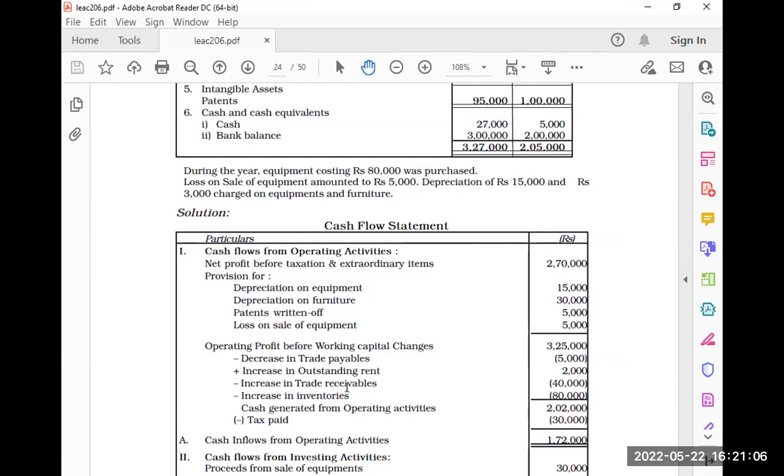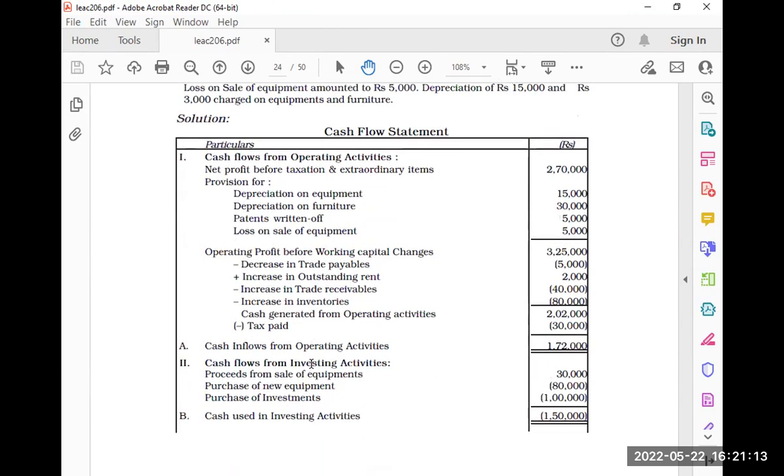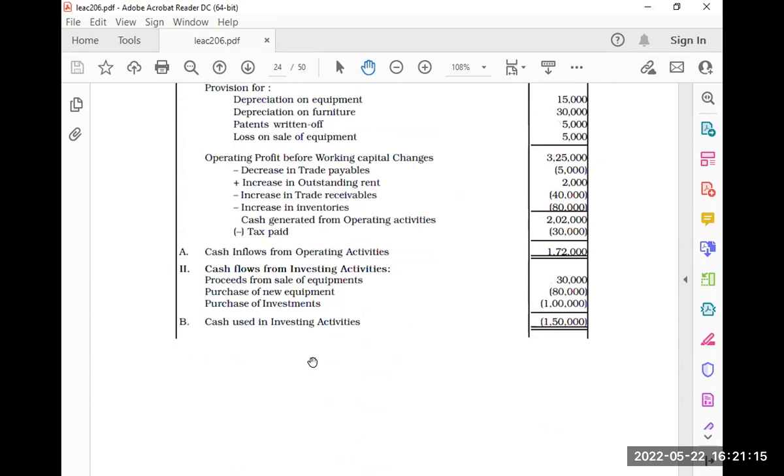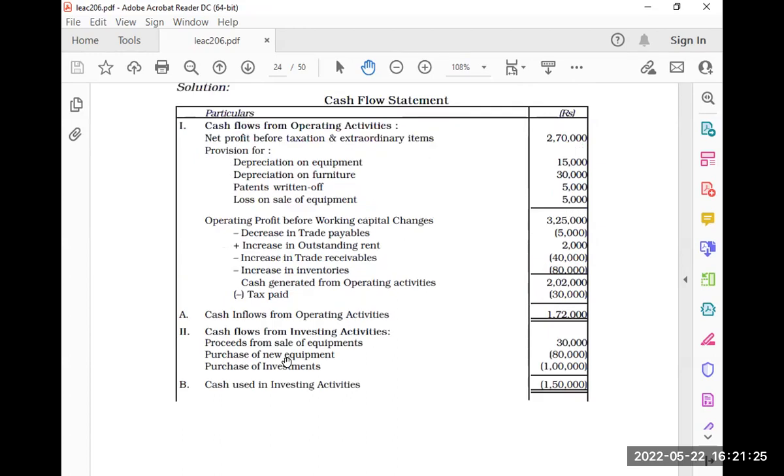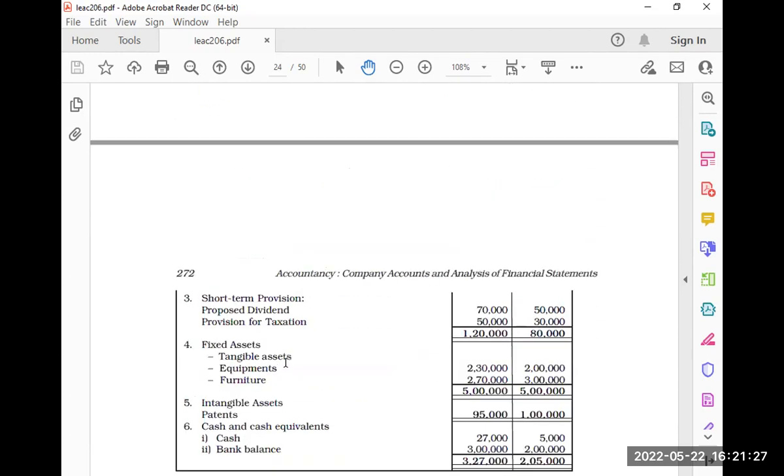Yes. 35, 40, 55. So 325. Now operating profit before working capital changes is taken. Now we have to consider the change in working capital. How do I know the change in working capital? Go to the balance sheet. Current liabilities and current assets will be there. Compare those two between the previous year and the current year and find out the difference.